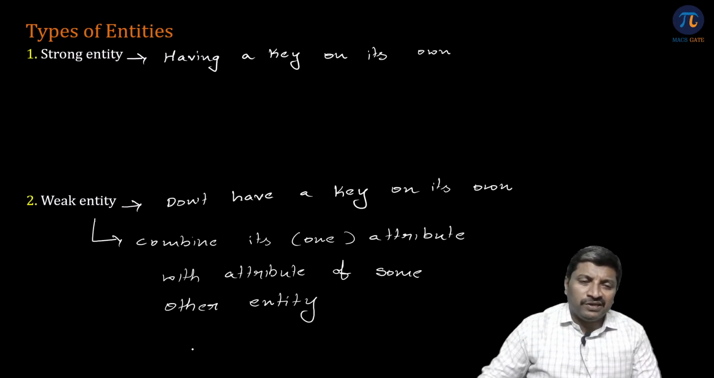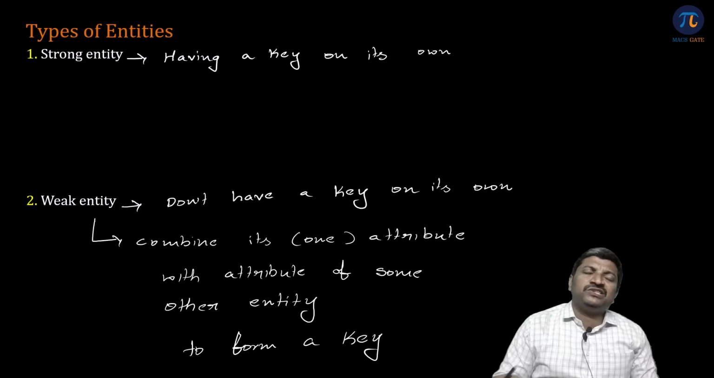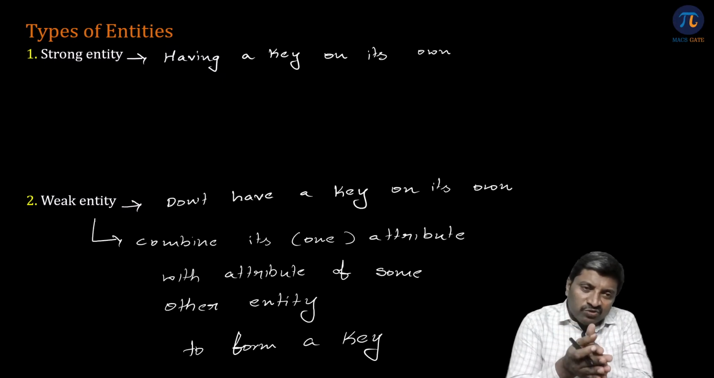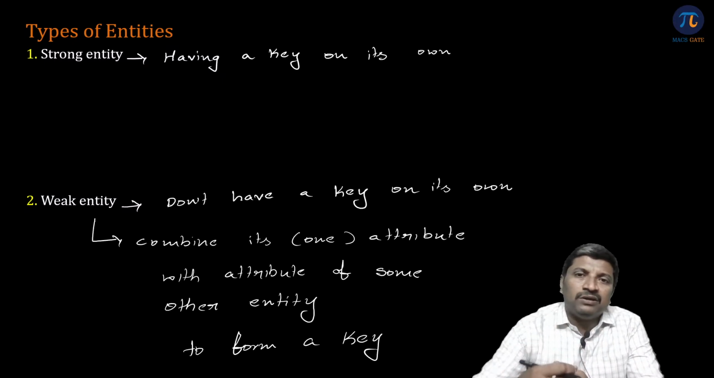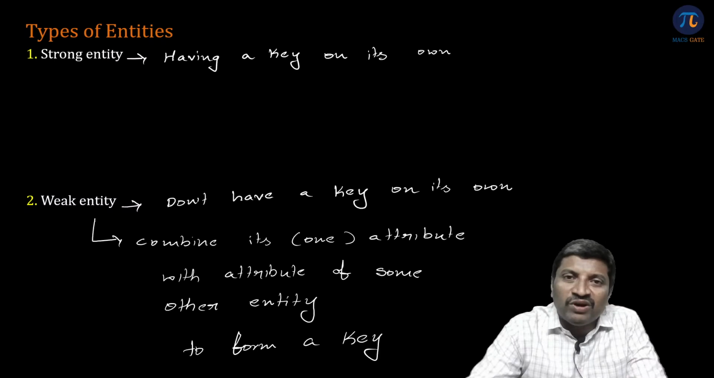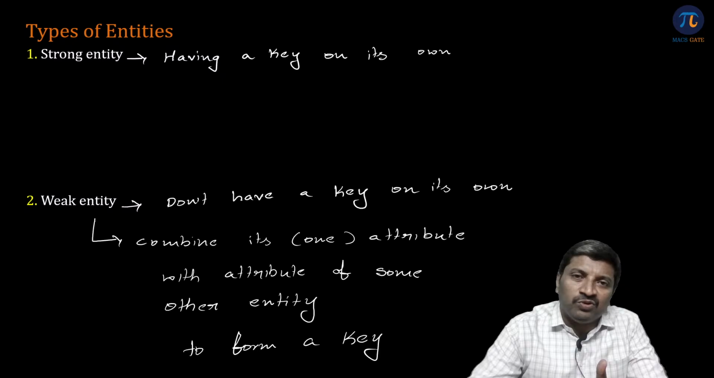Some other entity. Why is it combining, sir? To form a key or to generate a key. That means in the list of attributes you consider for the entity, no one can be a key. Every attribute is unable to identify the records uniquely. No one can identify the records uniquely.